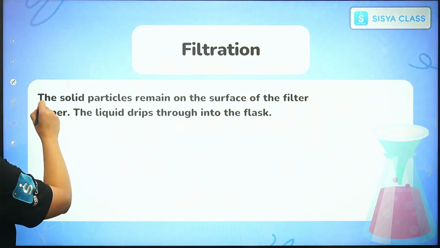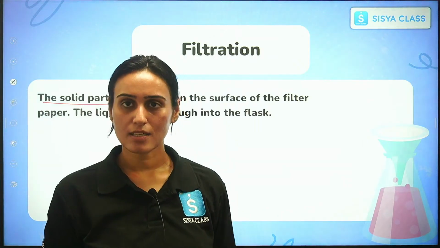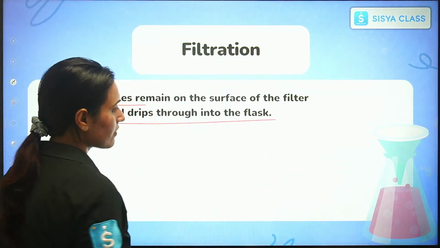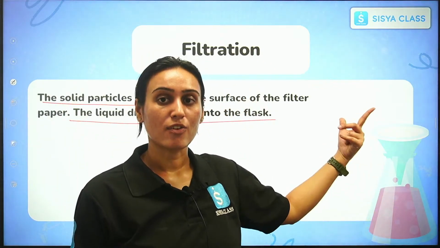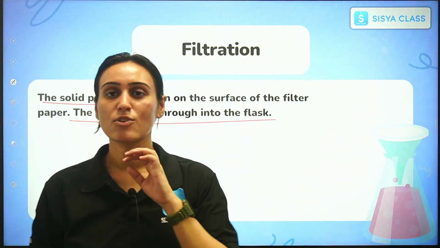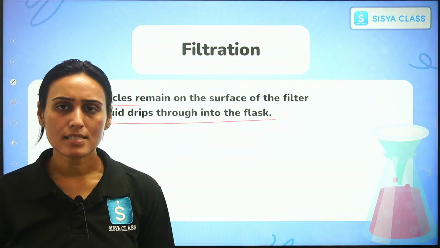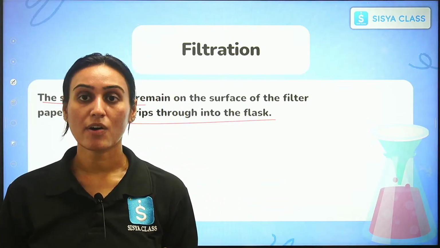What else we can do? The solid particles remain on the surface of the filter paper, as you can see here, and the liquid drips through into the flask. The liquid drips through and your filter paper will contain those sand particles that you don't want, right? Can we use something else? If we don't have the filter paper, can we take help of something else?